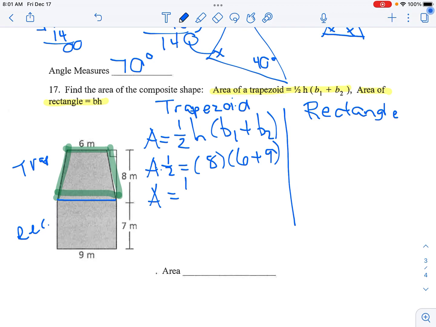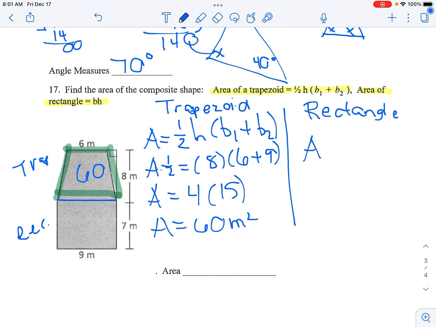Half of 8 is 4, and 6 plus 9 is 15. 4 times 15 is 60, so that would be 60 meters squared. So I know this is 60.